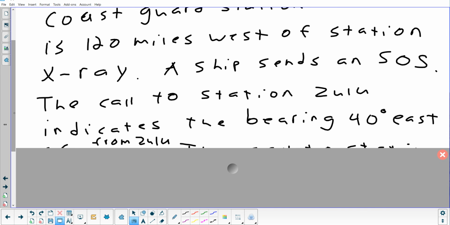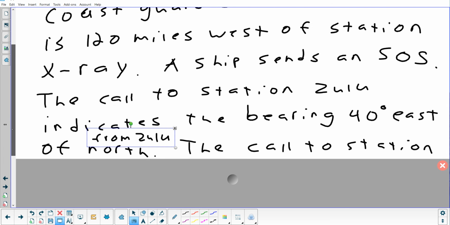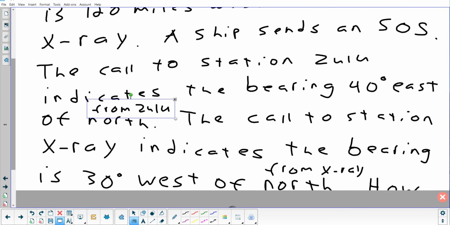So the first Coast Guard station sees the boat, or the light on the boat, at an angle 40 degrees east of north. That's measured from Coast Guard Station Zulu. Now, Coast Guard Station X-ray is going to report their location. Okay, they say, all right, you guys see the light in this direction. Well, we see the light 30 degrees west of north.